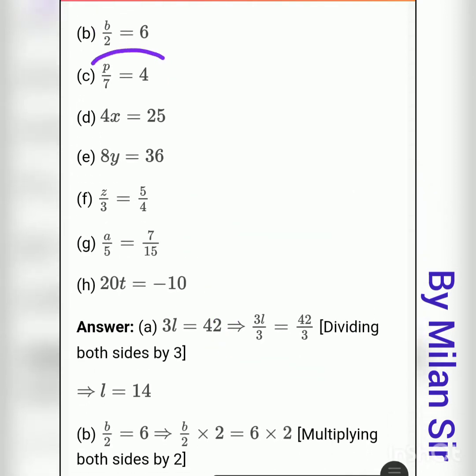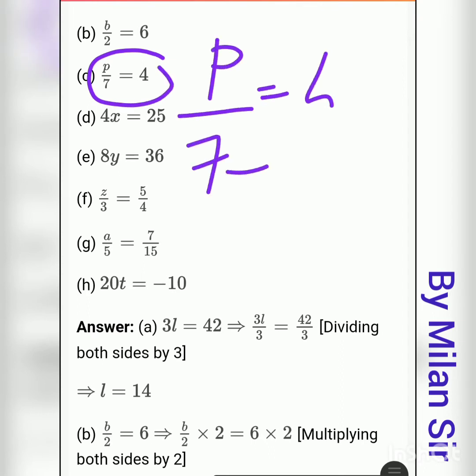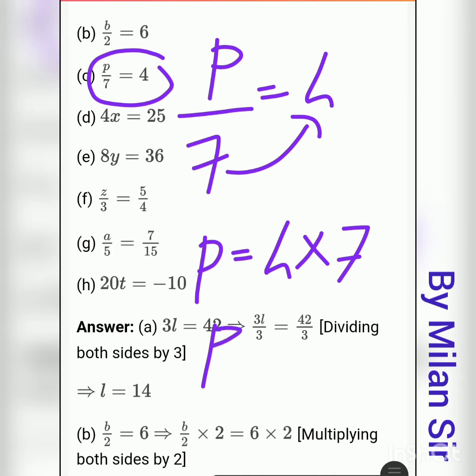Now here p by 7 is equal to 4, right? p by 7 is equal to 4. Now transfer this 7 to the right hand side, it goes to multiplication. So 4 multiply 7, 7 4s are 28. So p is equal to 28.